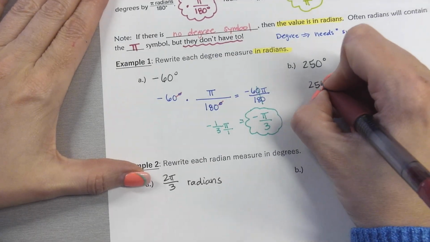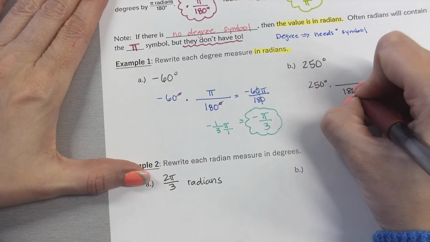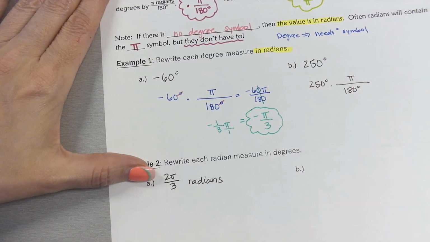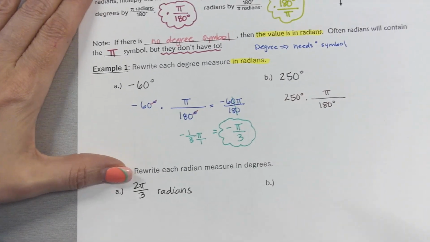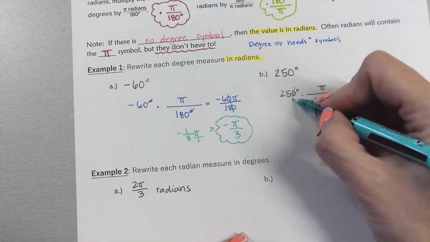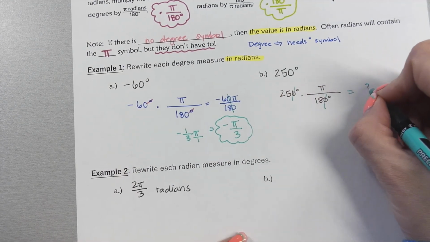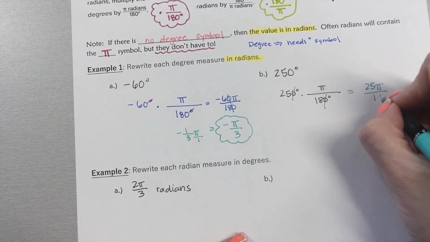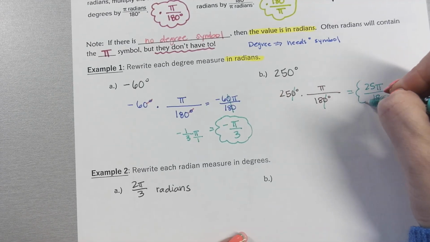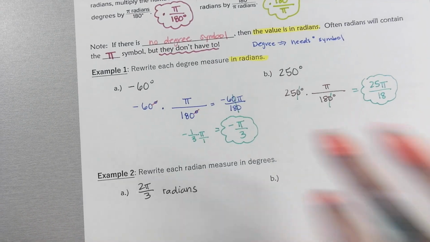Okay, so if we multiply by 180 pi on the top, our degrees are going to cancel, the zeros are going to cancel. Okay, so 25 and 18, do they have any common factors? No. All you're doing here is reducing fractions.